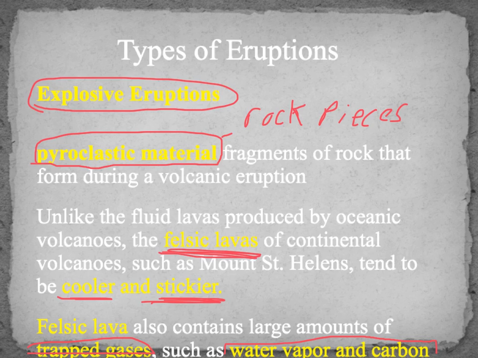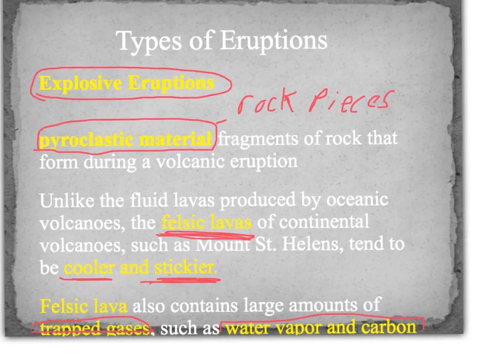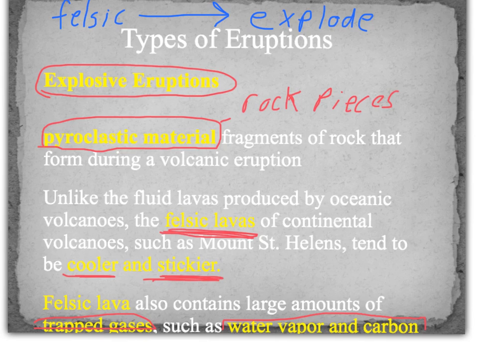And so what we end up seeing is that felsic magma leads to explosions. The felsic magma tends to explode, and it throws out the pyroclastic material in the air.